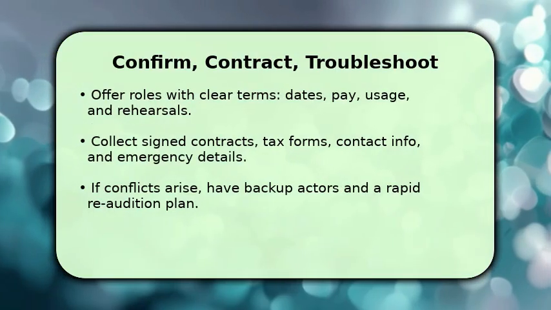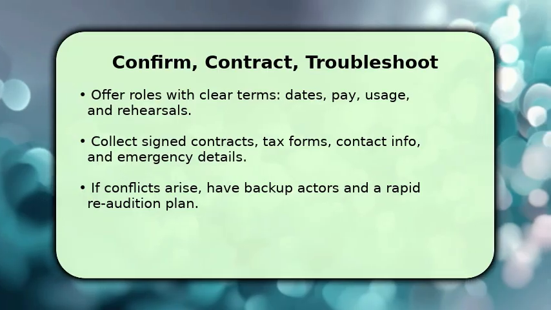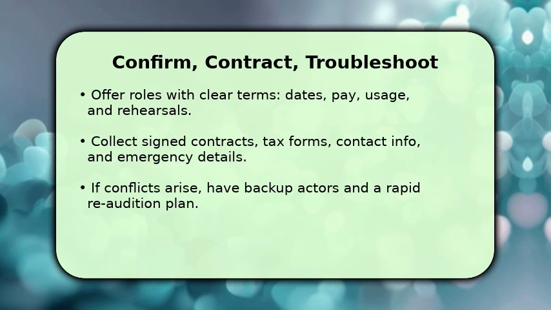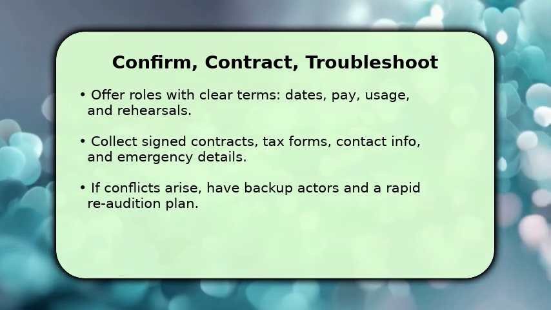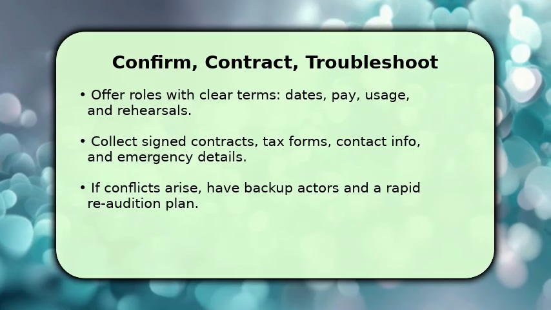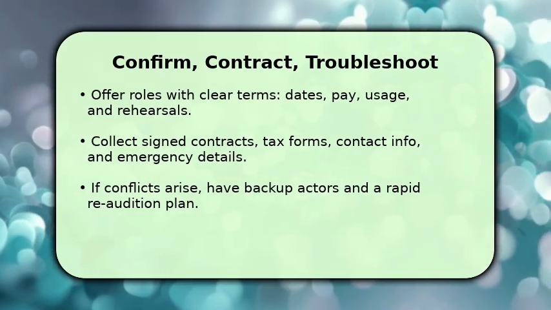You finalize by extending offers with explicit terms: shoot dates, rate, usage, rehearsal schedule, and expectations. Then collect signed contracts and necessary tax forms. Make sure contact details and emergency info are on file, and confirm wardrobe and availability 1 week out.